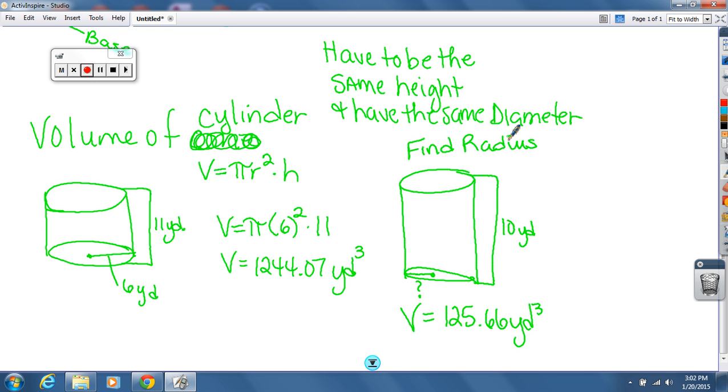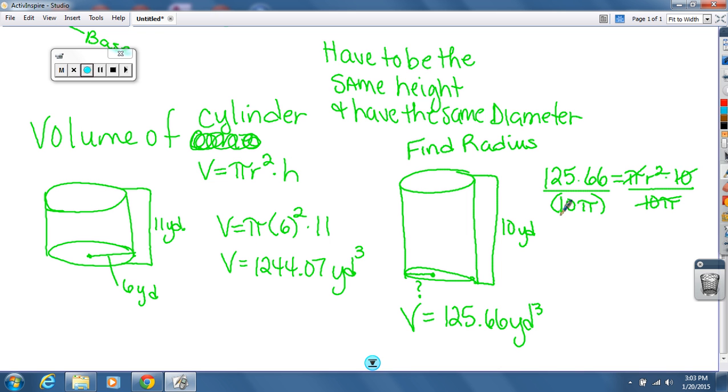Okay, so if I find the radius, I've got my formula. My formula says take the volume and set it equal to pi r squared times height. Well, I don't know my radius, so I'm going to leave it as r, but I do know my height. My height is 10. Okay, so once again, all we want to do is solve for r, so that means everything on the right-hand side has to move to the left-hand side and leave r by itself. So I'm going to divide by 10 pi. I can do that because this is all multiplication. I'm going to divide this side by 10 pi.